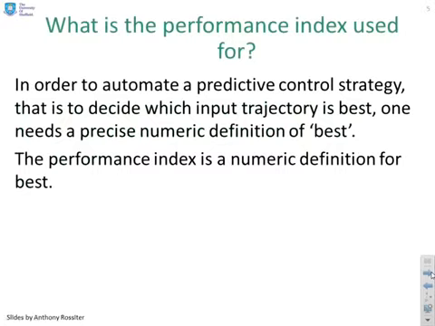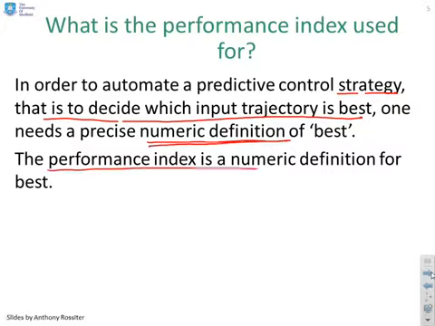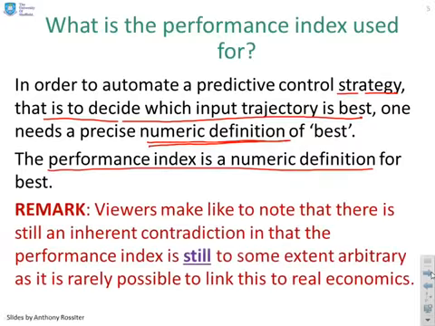So what's the performance index used for in predictive control? Basically, it's how you go from a concept to an actual strategy. It's how you decide which input trajectory is best. So your performance index gives you a numeric number that allows you to compare different strategies, and therefore you can choose the one that you think is best. So there we go, the performance index is a numeric definition for best.